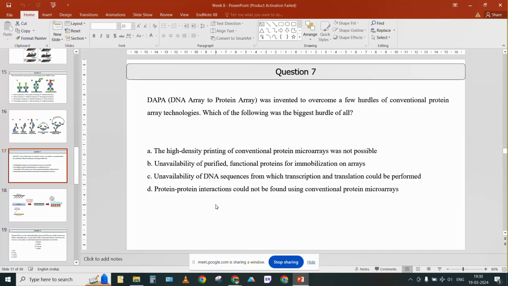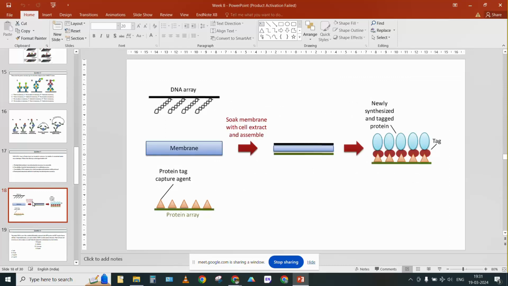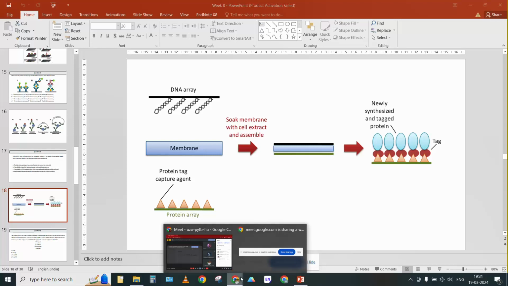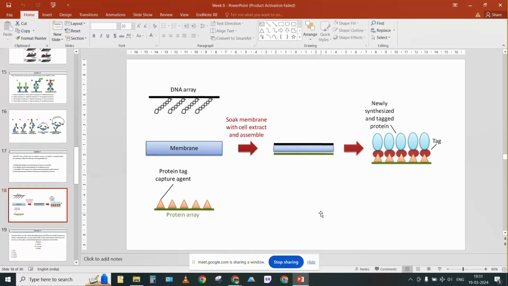So here, there's one thing called DNA array to protein microarray, which represents an innovative approach to protein array technologies, where DNA sequences encoding proteins of interest are directly printed onto the array, allowing for the subsequent in situ transcription and translation of these sequences to generate functional proteins. So this method offers several advantages over conventional protein array technologies. Now let's examine the options to identify the most significant hurdle addressed by DAPA.